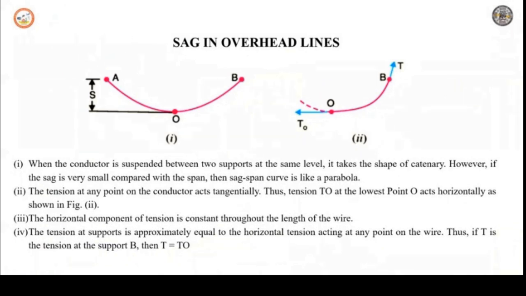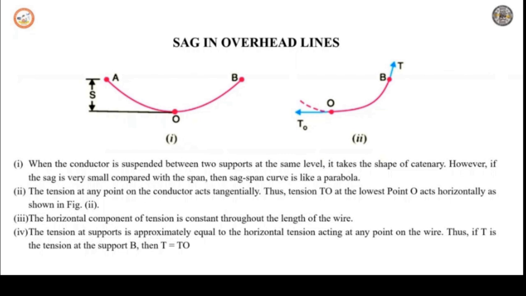What is sag in overhead lines? It is well known that when a rope is suspended between two points, it shows a tendency to sag down. Similarly, when a wire or a conductor is suspended between two points, the wire sags down. The wire takes the shape of a catenary or a parabola. You can see that in the first diagram I have shown here.